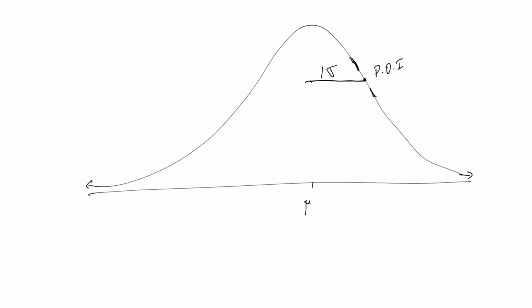So if I have a low standard deviation, the bell-shaped curve might look like this, right? If I have a large standard deviation, it might look more flat. So the standard deviation controls the look of the bell-shaped curve, and the mean controls the location. Is it here? Is it here? Is it here? Is it here?